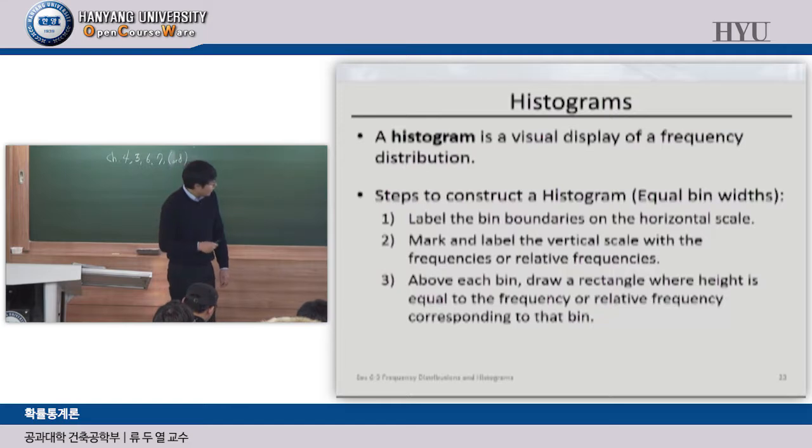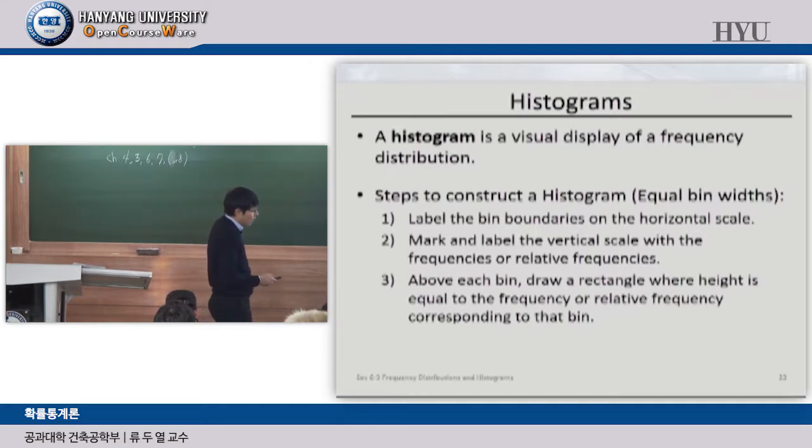And after that, above each bin, we need to draw a rectangle whose height is equal to the frequency or the relative frequency corresponding to the bin. So these are the steps of the construction of the histogram with equal bin width.